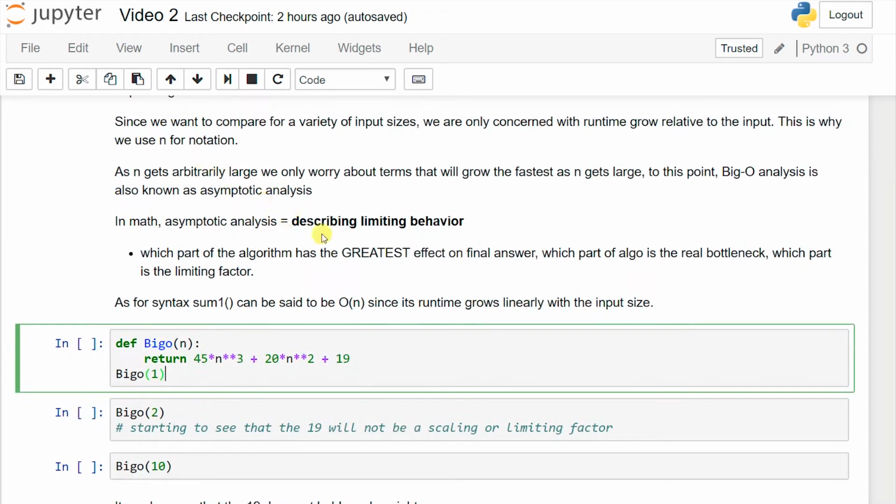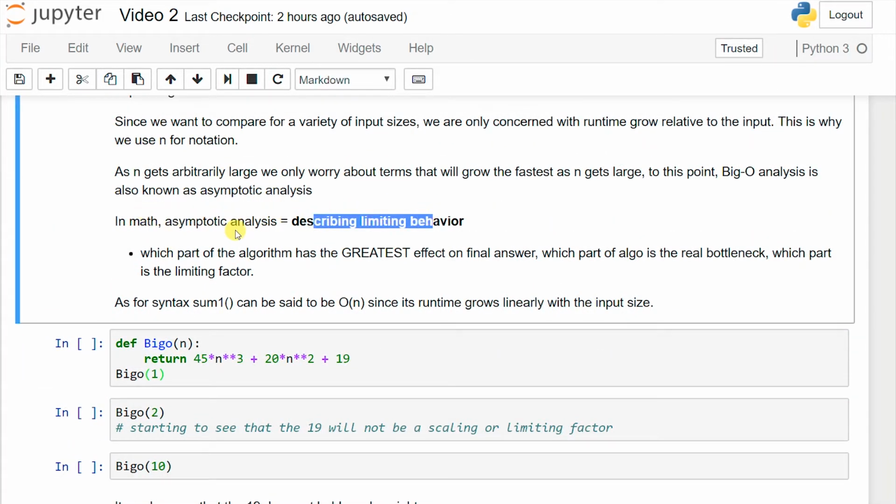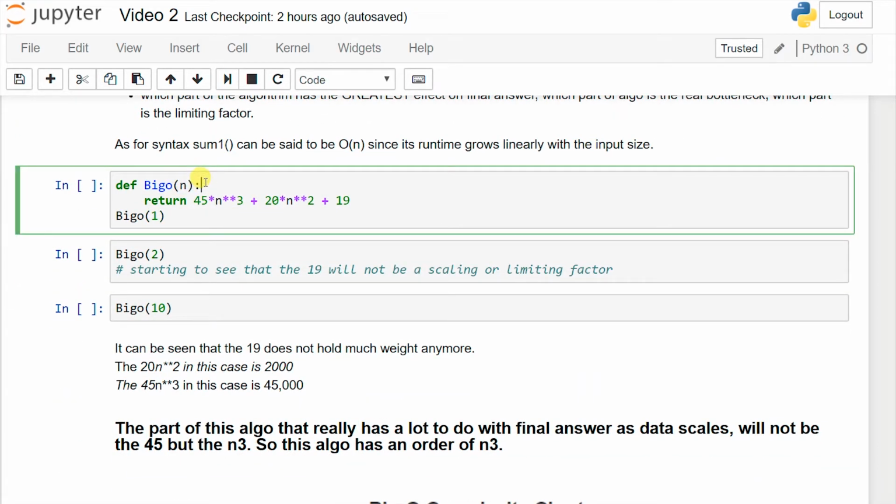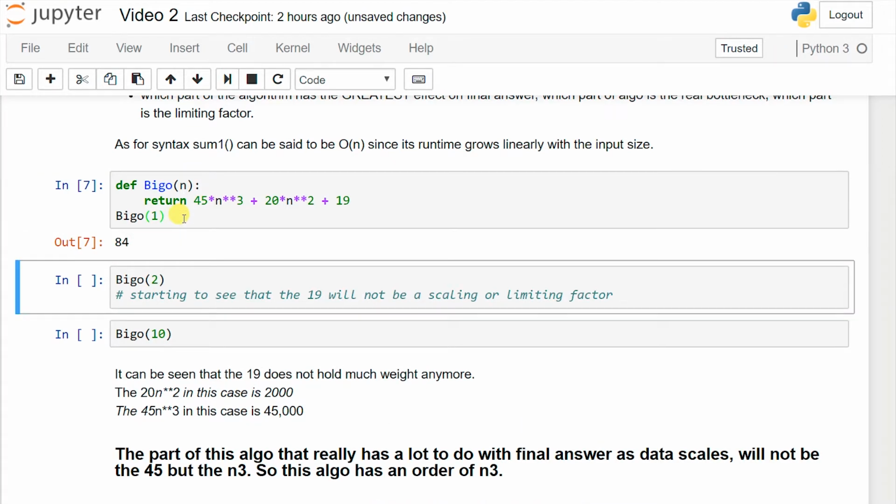So I wanted to bring this idea again of describing limiting behavior from an asymptotic analysis standpoint. Here I just created a function called big O with one argument n. This is simply returning 45 times n cubed plus 20 times n squared plus 19. If I call big O with an n of 1, I'm going to get 84. If you wanted to do that math, you absolutely can. Just don't forget you have to do operations. So it's 1 cubed times 45, and then 1 squared times 20, and then plus the 19. You add all that together, and with n of 1 we get 84.